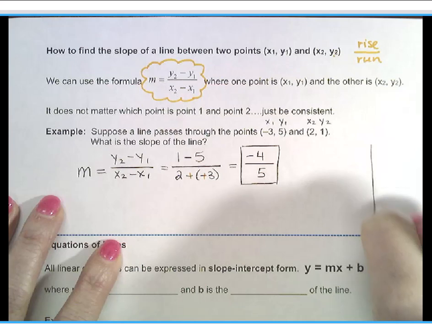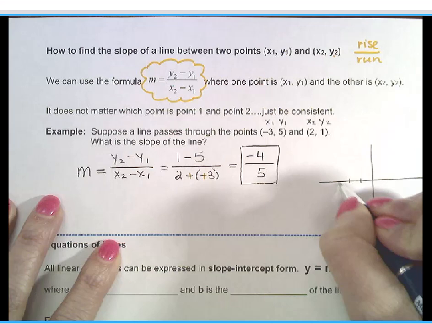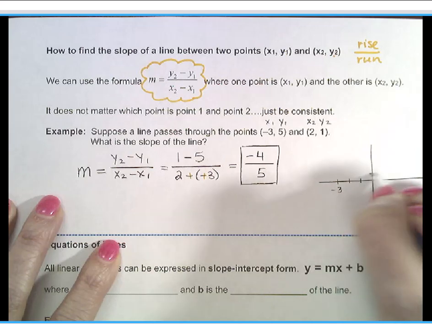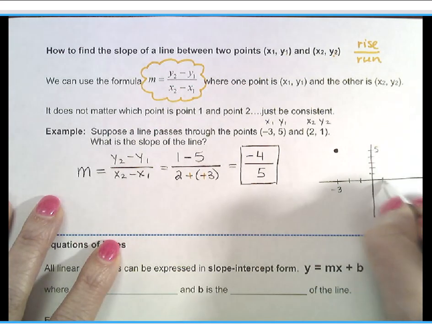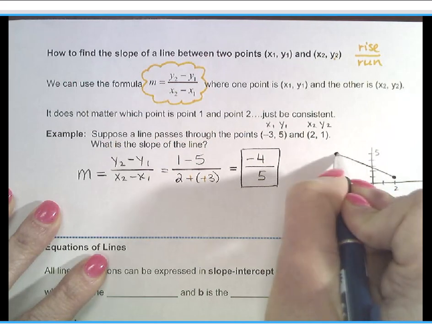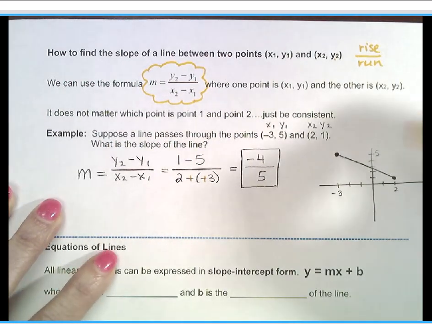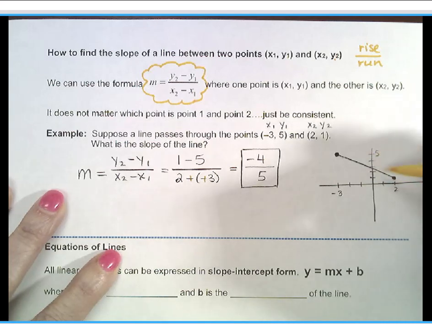So again, if you forget the formula, don't forget rise over run. So if I go back 3 and I go up 5, and I draw that point, like right there. And then if I draw the point 2, 1, and if I want to know what the slope of that line is, you go from one point to the other. It doesn't matter which direction you're going, but you think, well, how much would I rise and how much would I run? So I'll go from left to right.